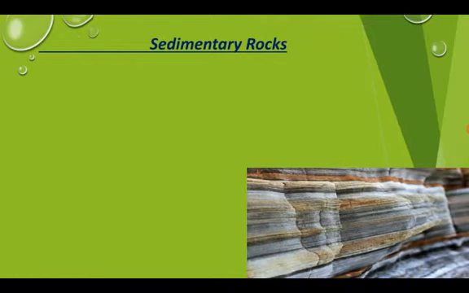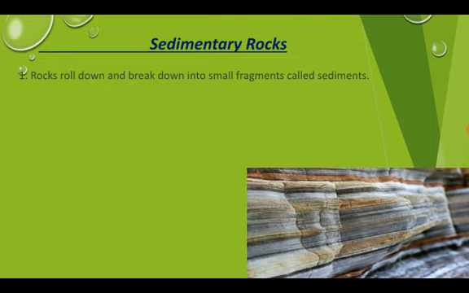The next type of rock is sedimentary rock, अवसादी चट्टानें, क्योंकि यह छोटे छोटे कणों से मिलकर बनती है. Rocks roll down and break down into small fragments called sediments. जब पत्थर ऊपर से लुढ़कते हुए नीचे आते हैं तो यह छोटे छोटे हिस्सों में टूट जाते हैं, and these small broken parts of the rocks are known as fragments, and they are known as sediments also.